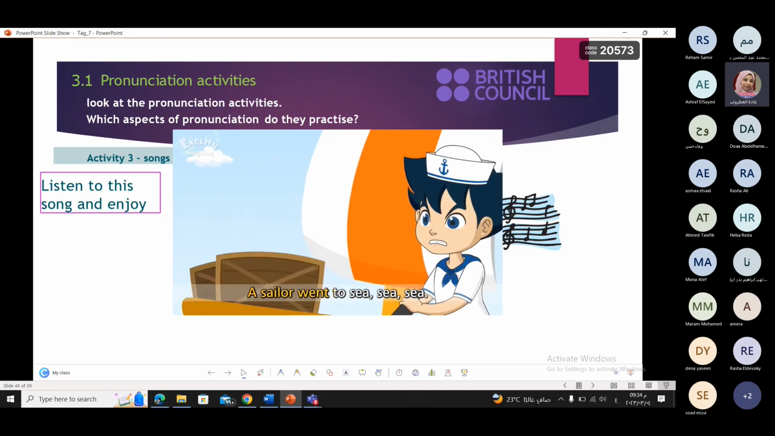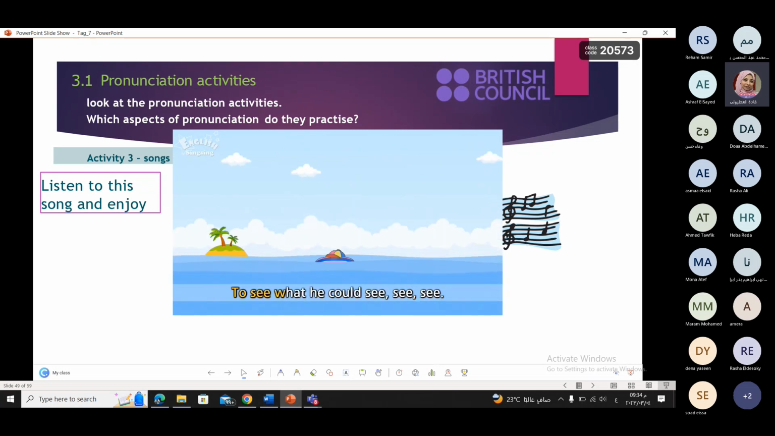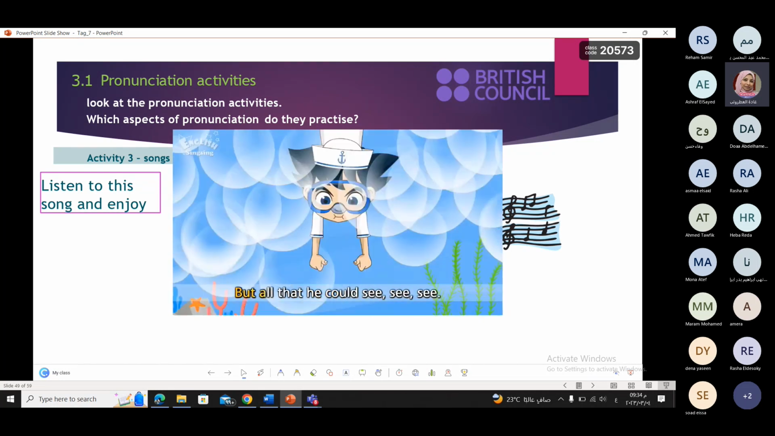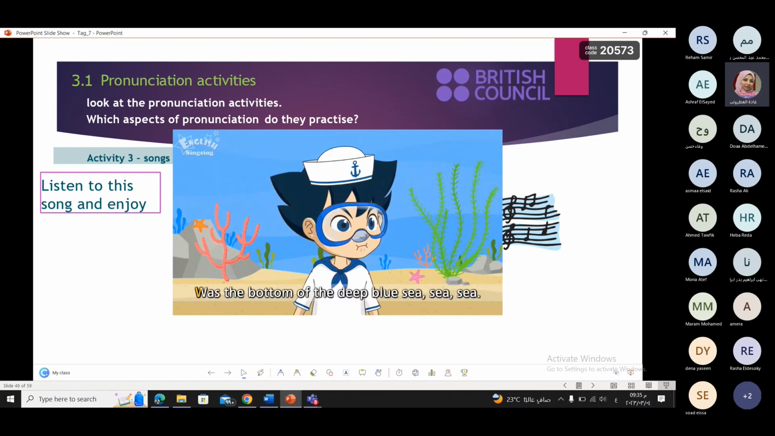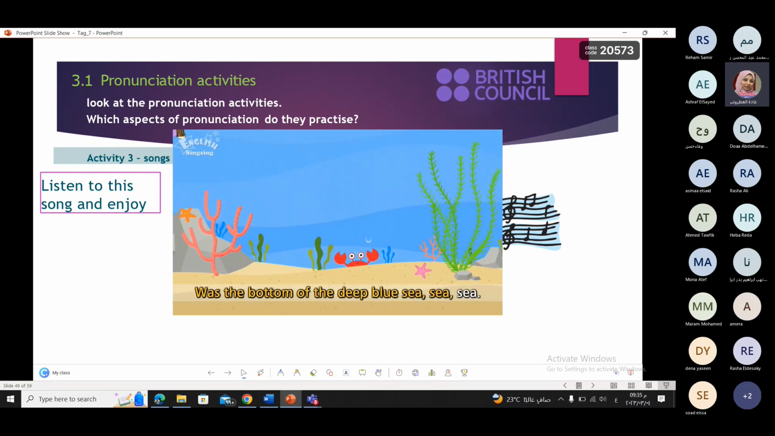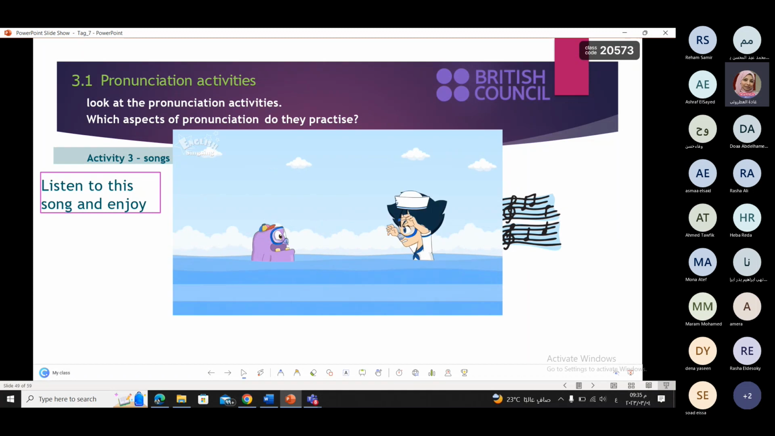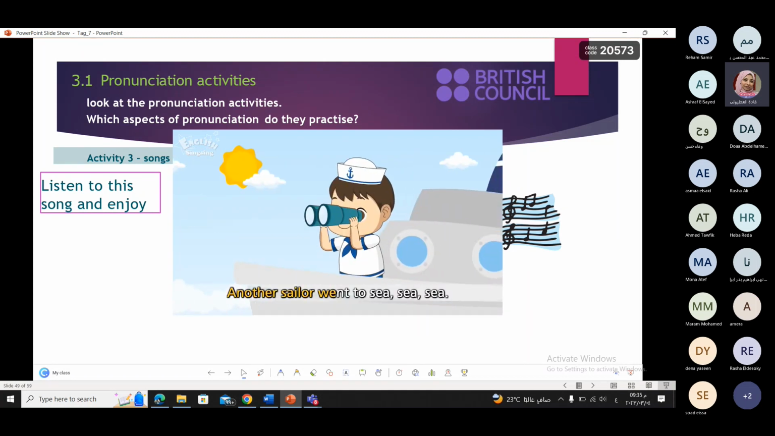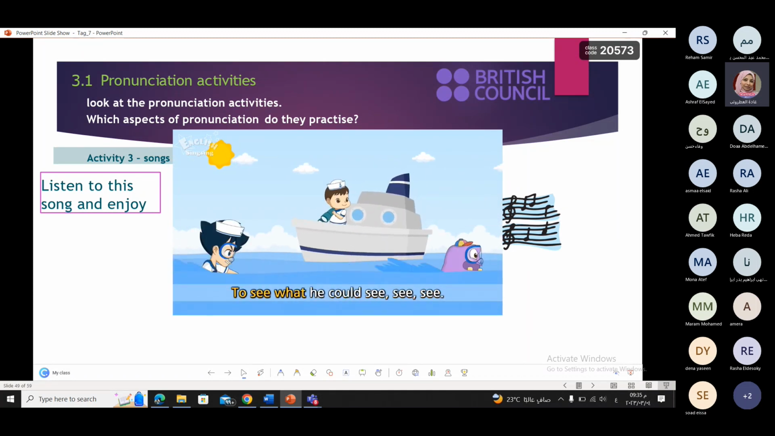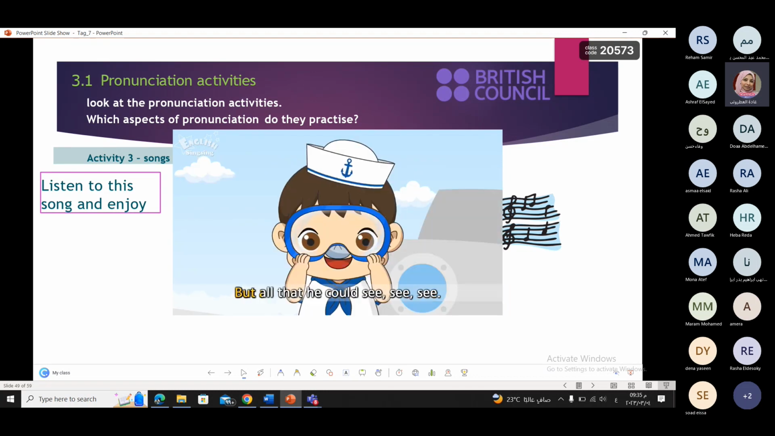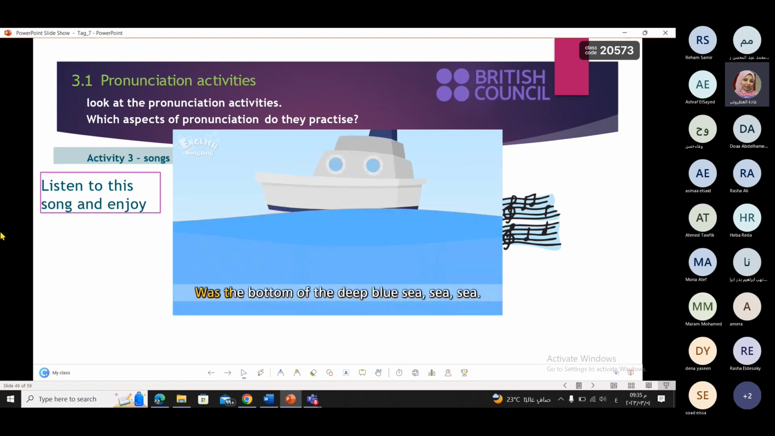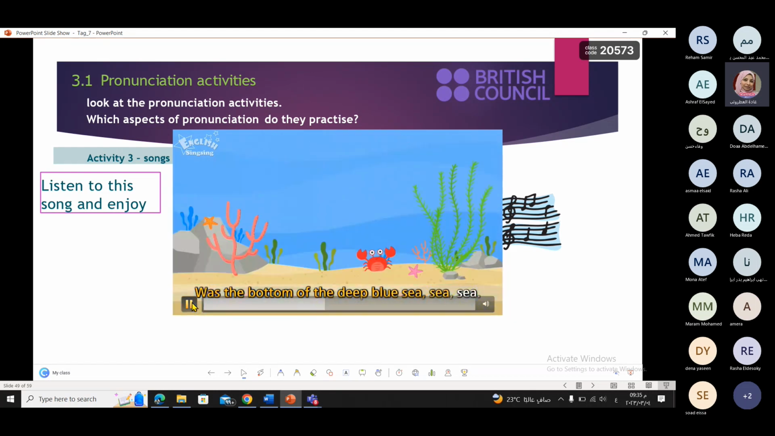A sailor went to sea to see what he could see. But all that he could see was the bottom of the deep blue sea. Another sailor went to sea to see what he could see. But all that he could see was the bottom of the deep blue sea.